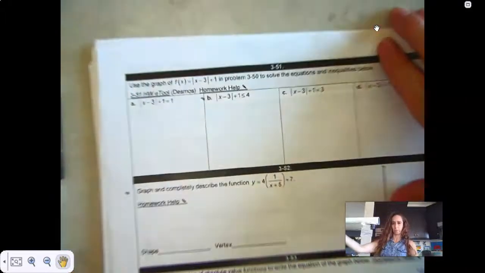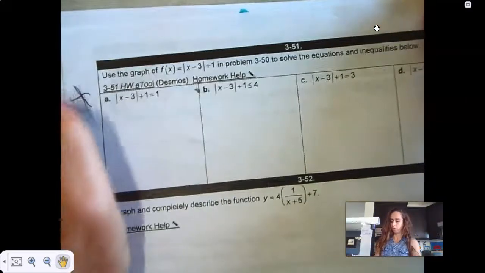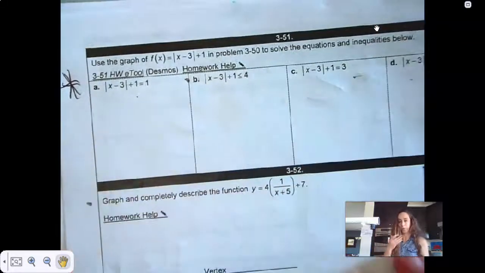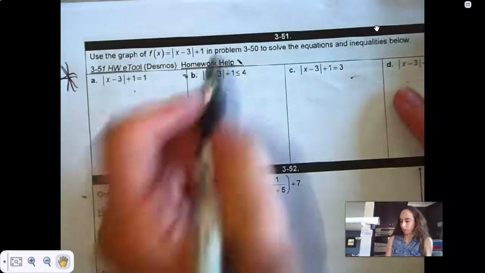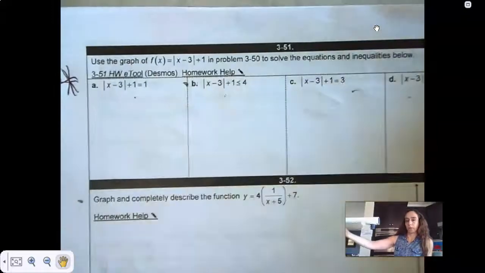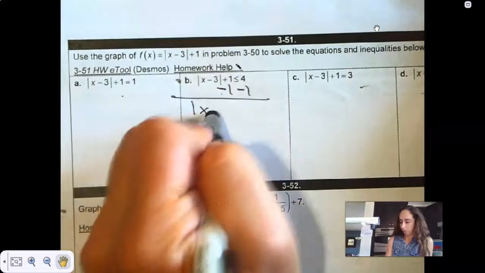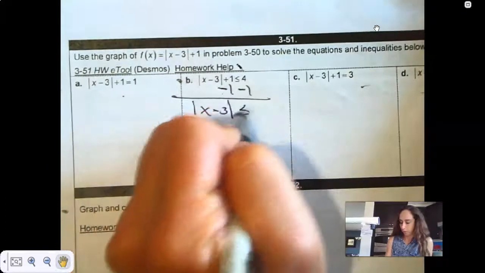Inequalities, there's definitely going to be inequalities on your quiz. So you are clear on equalities, but let's focus on inequalities. So I'm going to do letter B, and then you'll do the rest, and you can look up videos if you don't remember how to do it. So absolute value of x minus 3 is less than or equal to 3.